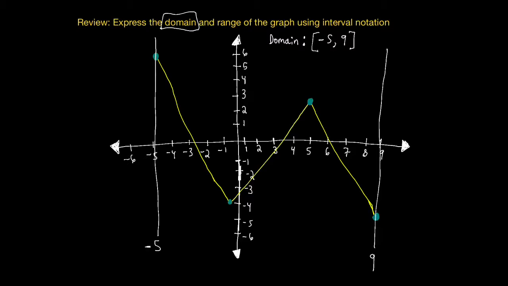Alright, let's do the range now. In the range, we read from bottom to top. So let's begin scanning this graph beginning at the bottom, and let's see where we first encounter it. And if we go, we can see that here we first encounter the graph at -4. It's not to scale, but here actually. So I scaled it.